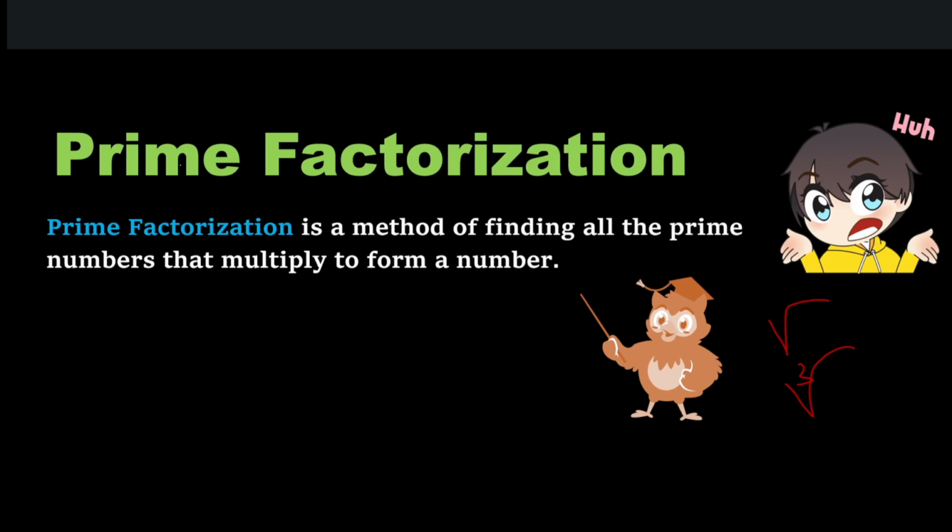Prime factorization is a method of finding all the prime numbers that multiply to form a number. Example, prime factorization is a method of multiplying prime numbers. Prime numbers like 2, 3, 5, these numbers will get multiplied and they form one particular number. 2 3s are 6, 6 5s are 30. This is the prime factorization method.